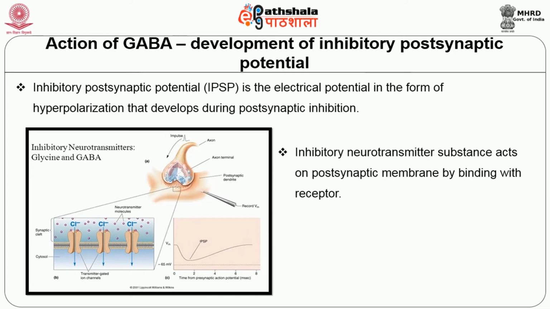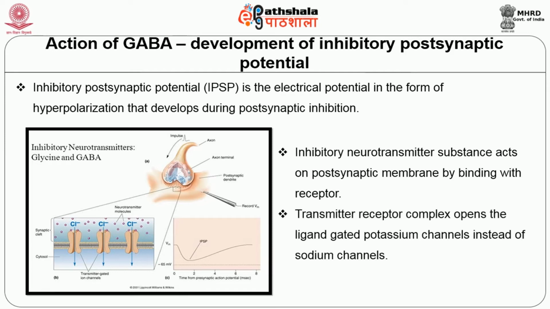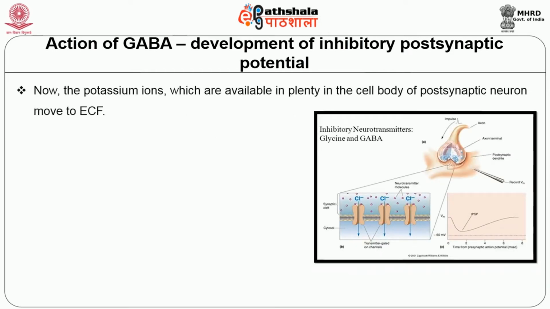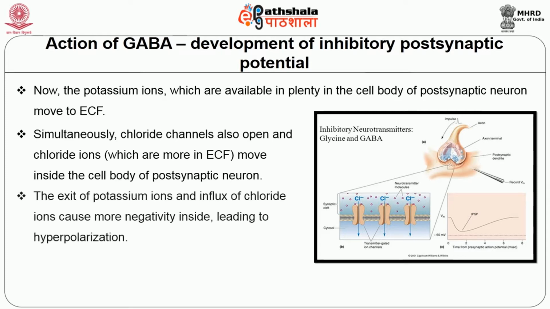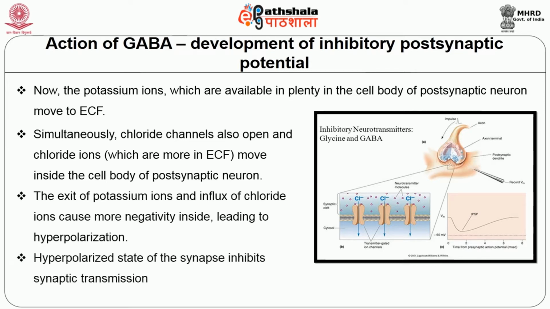The inhibitory neurotransmitter substance acts on the postsynaptic membrane by binding with the receptor. The transmitter-receptor complex opens the ligand-gated potassium channels instead of sodium channels. Now, the potassium ions, which are available in plenty in the cell body of the postsynaptic neuron, move to the ECF, that is extracellular fluid. Simultaneously, chloride channels also open and the chloride ions move inside the cell body of the postsynaptic neuron. The exit of potassium ions and influx of chloride ions cause more negativity inside, leading to hyperpolarization. The hyperpolarized state of the synapse inhibits synaptic transmission.